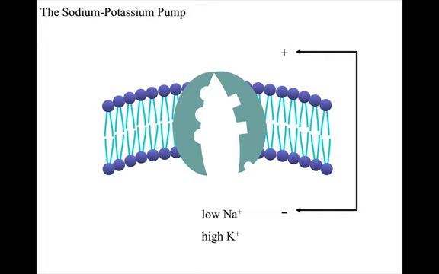Because 3 sodium ions with single positive charges are moved outside, for every 2 potassium ions, again with single positive charges, moving inside, there's also an electrical voltage difference that's created across the cell membrane, with the inside more negative than the outside.